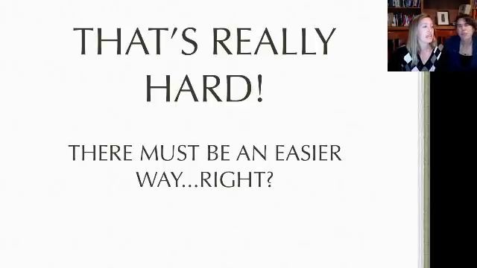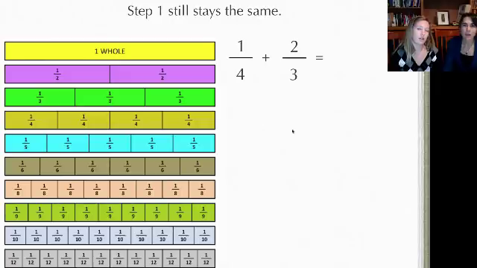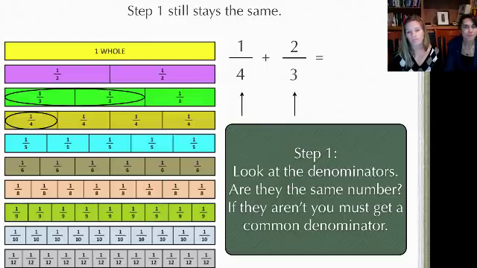But that was sort of hard. It is kind of hard. So believe it or not, there is an easier way. And I'll try to show you one other way, and hopefully it might be a little bit easier. So now we're going to look at 1/4 plus 2/3. And once again, we always want to look first at step 1. Oh, there we have it visually. Are they the same number? Nope. They are not a common denominator, so we have to get there.